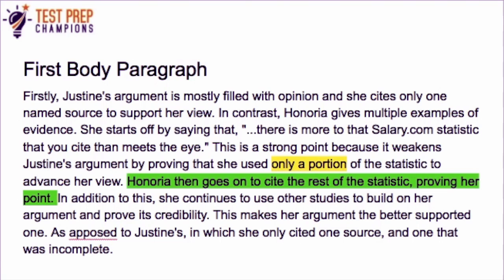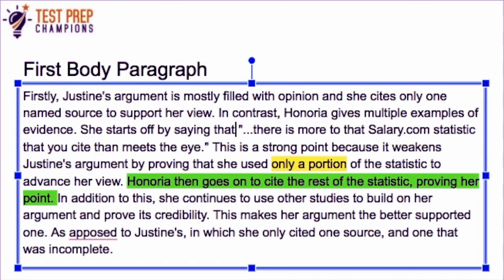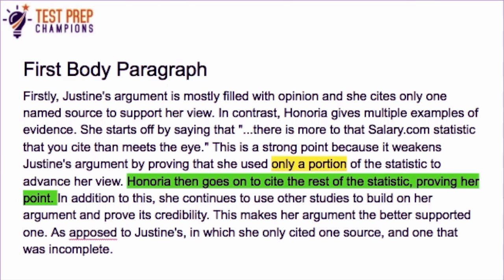But overall, you did a really strong job with this first paragraph. Like I said, I just want to know a little bit more. I'd just like you to explain a little bit more here. And so let me give you another example of what I mean. So you say, in contrast, Honoria gives multiple examples of the evidence. She starts off by saying that, and I don't think you need this comma here, by the way. So you say, by saying that there's more to Salary.com statistic that you cite than meets the eye, right?